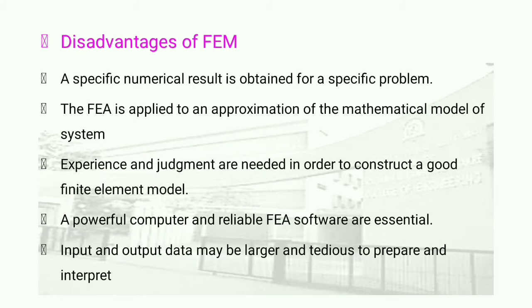Next are some limitations of finite element analysis. It is not an advantage, but we call it a limitation. The specific numerical result is obtained for the specific problem. We cannot vary the result if we change the analysis. So for a specific numerical result, we obtain it for the specific problem. The FEA is applied to the approximate mathematical model of the system, so we get the approximate result. Already we discussed it is an approximation method. So we get the approximation of the mathematical model.